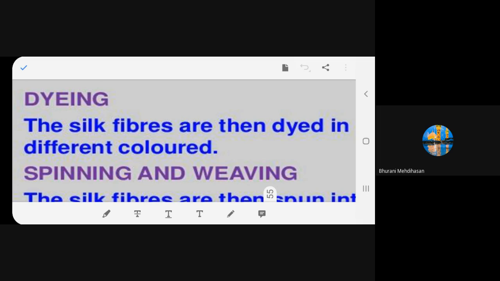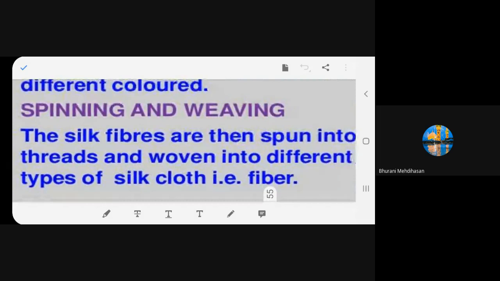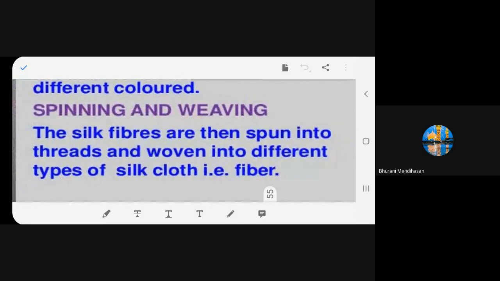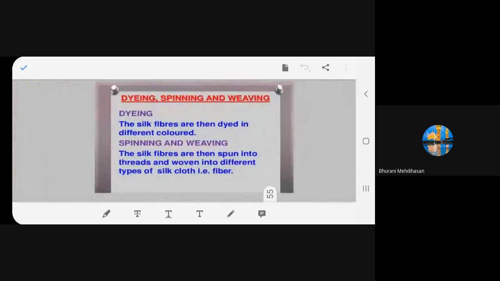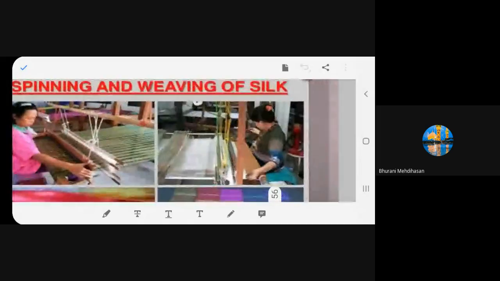Next step is spinning and weaving. These silk fibers, after coloring, are spun into threads. Fibers are made into threads. And then it is woven. It is made into different types of silk cloth. Is it clear? Yes.